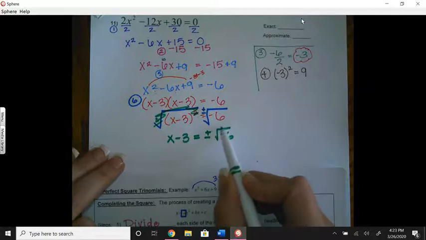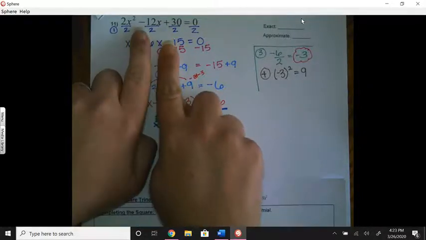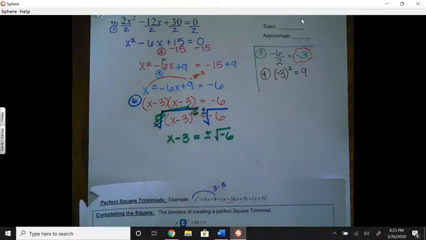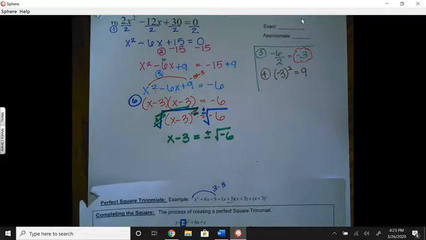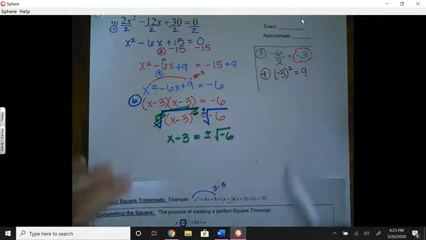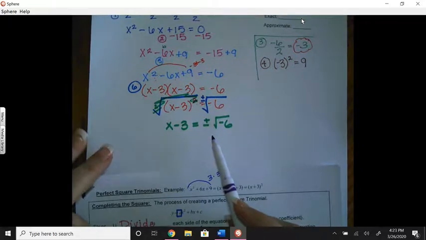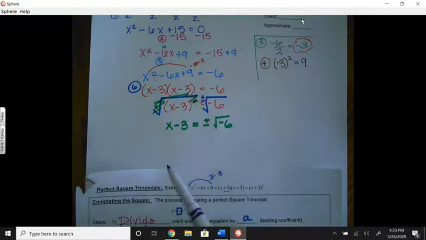And now we need to simplify this radical. So the answer to this is not a real number, right? So we have no real solution to this problem because you can't square root a negative. But in this class, and moving forward, we are allowed to have complex numbers. So that's how I know. So after my class, you would need to ask your teacher, are we working in the complex number system or just the real number system?